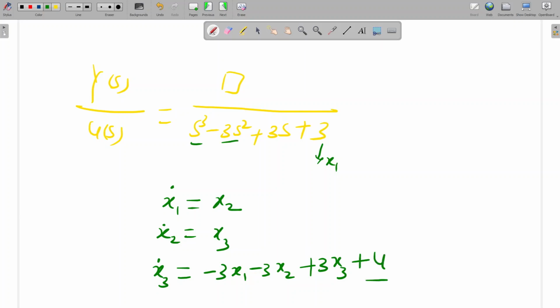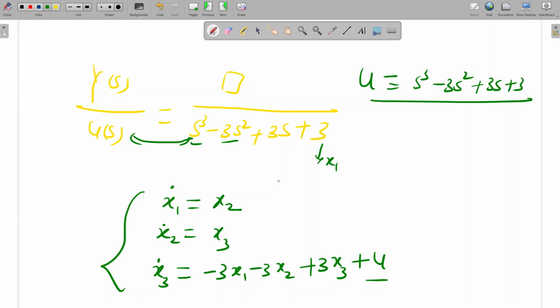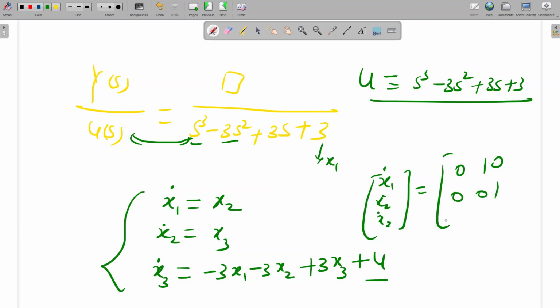This will be x3 plus u. Okay. So for A matrix computation we'll do like this. U is equal to S cube minus 3s square plus 3s plus 3. So x1 dot, x2 dot, and x3 dot will be equal to 0 1 0. Correct? 0 0 1, and that will be minus 3, minus 3 and 3. Correct? Plus 0 0 1 into u.